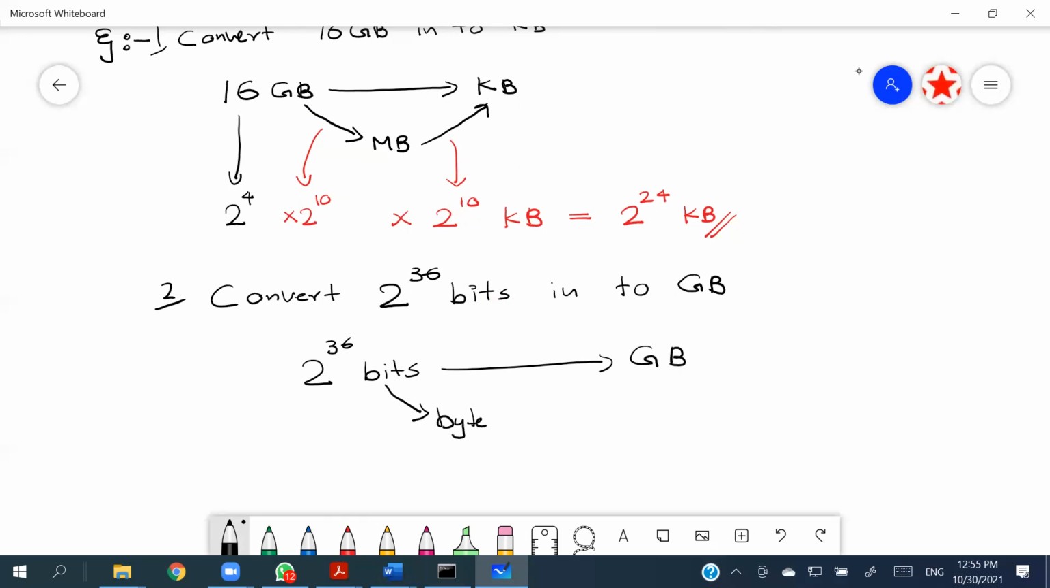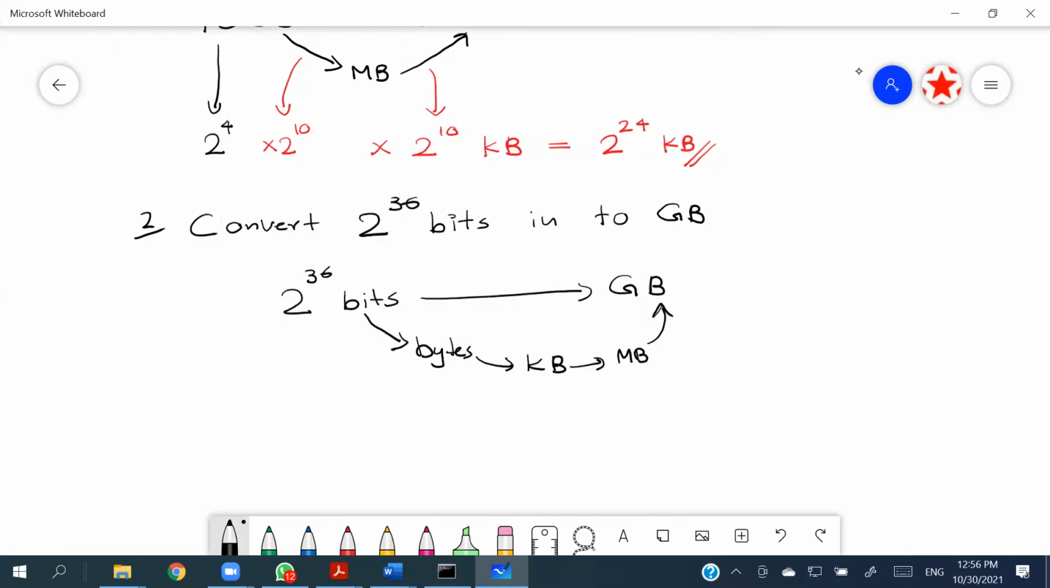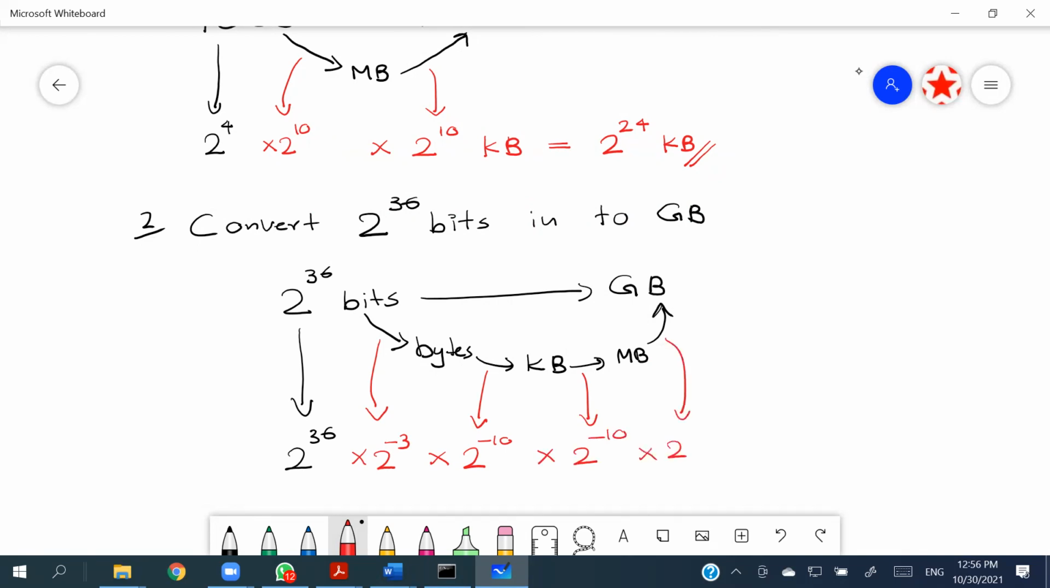Bits become bytes. Bytes become kilobytes. Kilobytes become megabytes. Megabytes will become gigabytes. So how it's going to be? 2 to the power 36 will come over here. And for this conversion, we need 2 to the power minus 3. For this conversion, we need 2 to the power minus 10. For this conversion, we need another 2 to the power minus 10. For this conversion, we need another 2 to the power minus 10. So what's going to be the answer? 2 to the power 36 minus 33 GB. That means 2 to the power 3 GB. That means 8 GB.